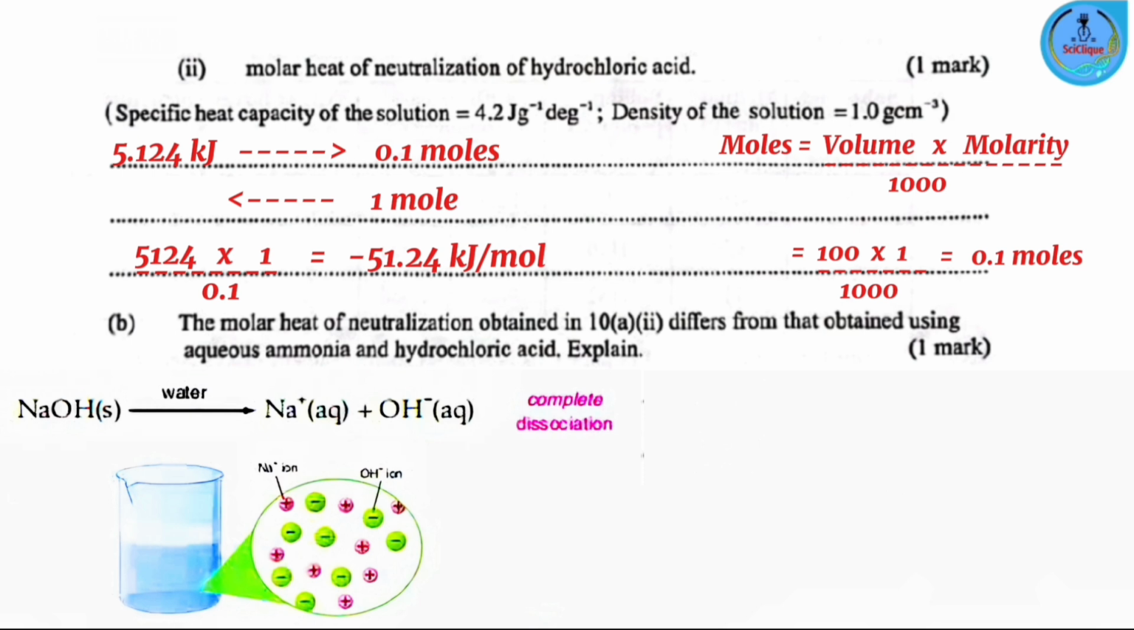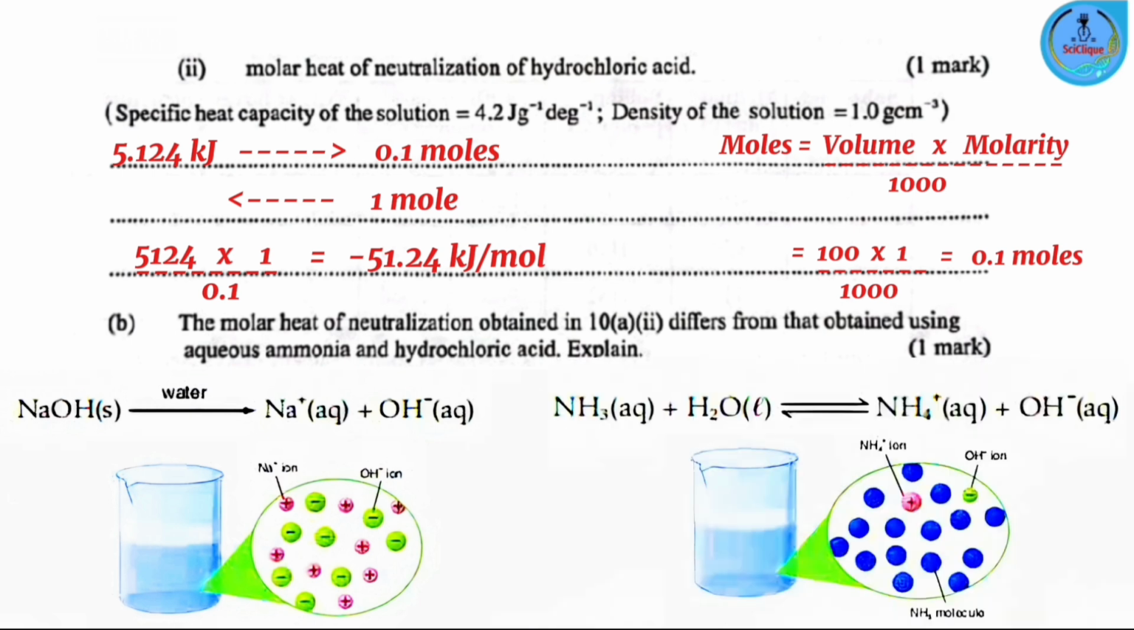Now, in the case of aqueous ammonia, ammonium hydroxide, this is a weak base, and weak bases do not fully dissociate. So what happens is that some of their molecules will break down to form ions, others will not. They're just going to remain the way they are. So at the end, you are going to have fewer ions present compared to sodium hydroxide. Now, when the reaction occurs and heat energy is produced, some of the heat energy is going to be used to break down the molecules that did not dissociate.